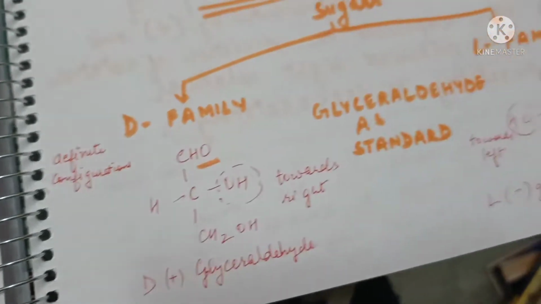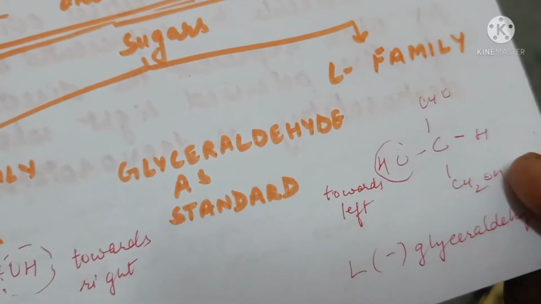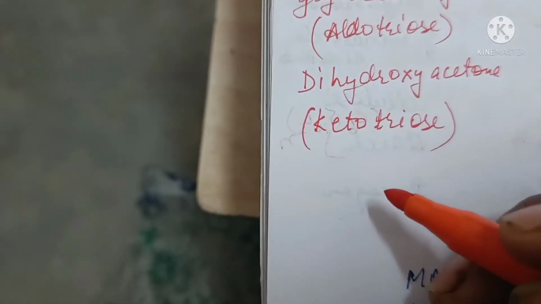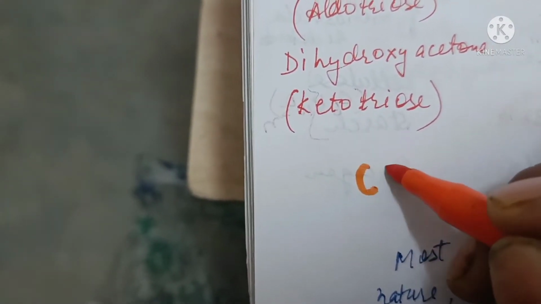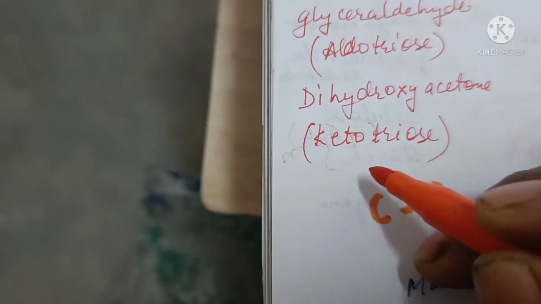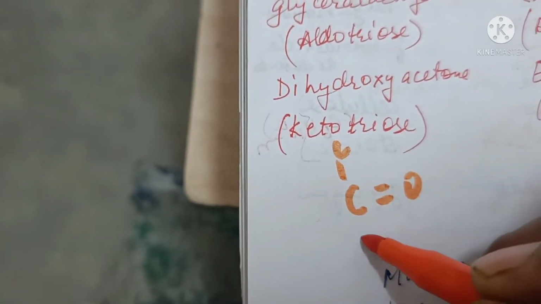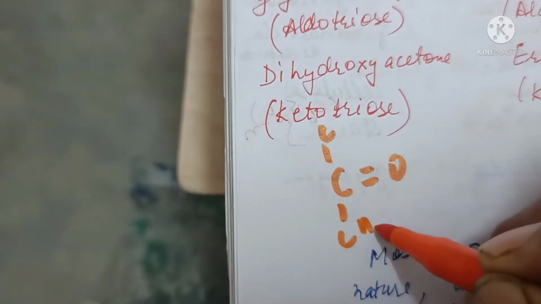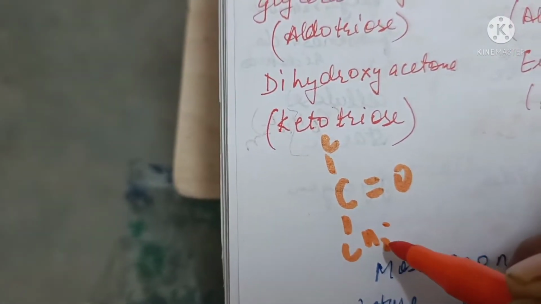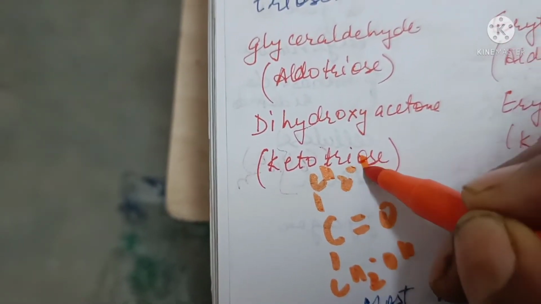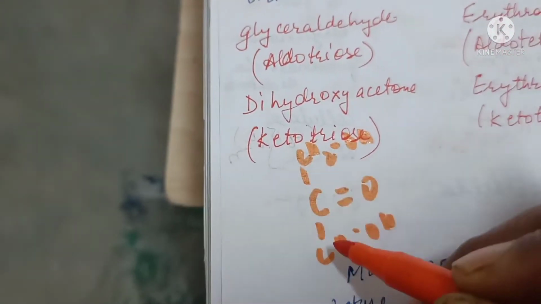Similarly, dihydroxyacetone is a ketotriose. The functional group is ketone and there are 3 carbon atoms. So, dihydroxy means there are 2 OH groups attached to 2 carbon atoms.